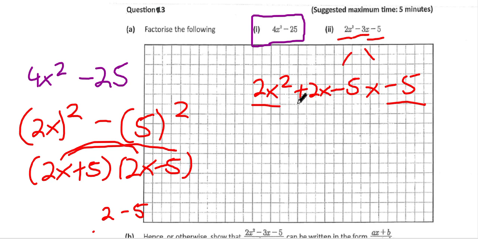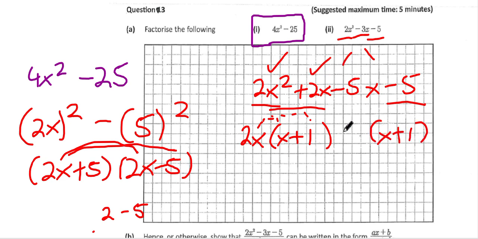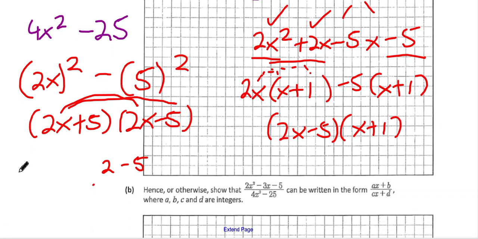Now, what can you take out of the first two? Cheat code time. You've heard me say this before. X plus 1. And before you move on from the first bracket, guys, just multiply it out in your head. 2x times x, 2x squared. 2x times 1. Now you know you're good. And put the minus 5 in there. And your answer? Over x plus 1. All right. Next one.